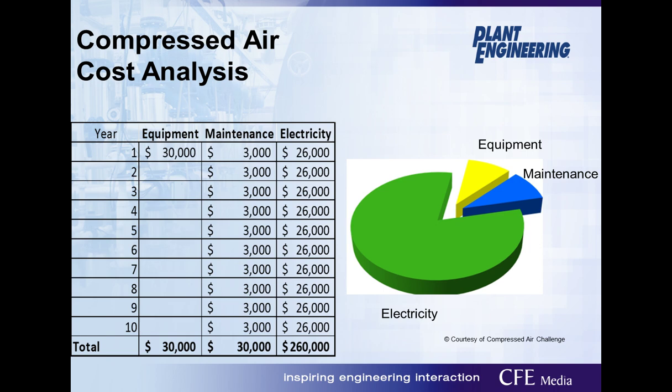So we want to talk about total cost. This is, again, a chart from the Compressed Air Challenge on a 75 horsepower motor compressed air system. The equipment costs $30,000. The maintenance is $3,000 a year. So you can see there that the maintenance at $3,000 for the 10-year life expectancy is $30,000, and it costs you $26,000 a year at 10 cents a kilowatt hour. So as you can see, within the first 2 years, the cost of the electricity has already dwarfed the cost of the equipment.